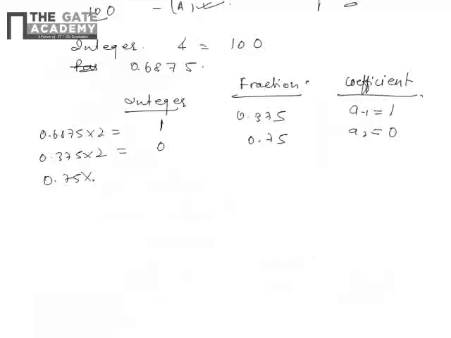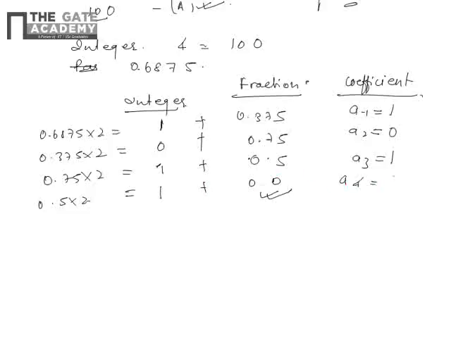Similarly, 0.75 into 2 will be 1.5, so 1 plus 0.5, so A3 will be 1. And 0.5 into 2 will be 1 plus 0, so A4 will be 1. Once the fraction part becomes 0, we stop the iteration and read from bottom to top. So 0.6875 in binary will be, sorry, it goes from bottom to top, so it will be 1011.